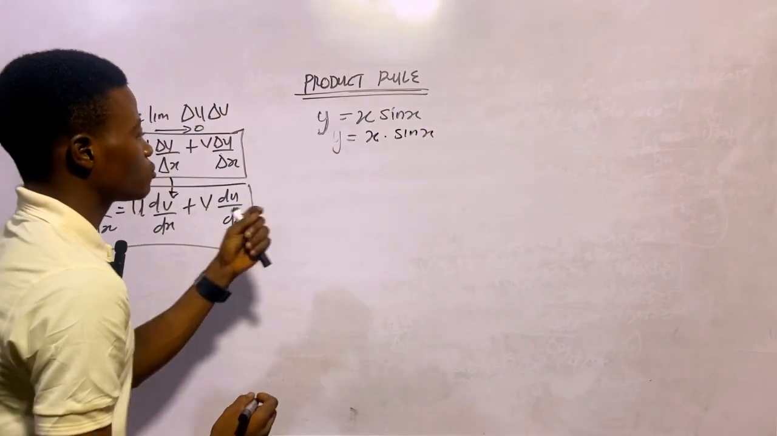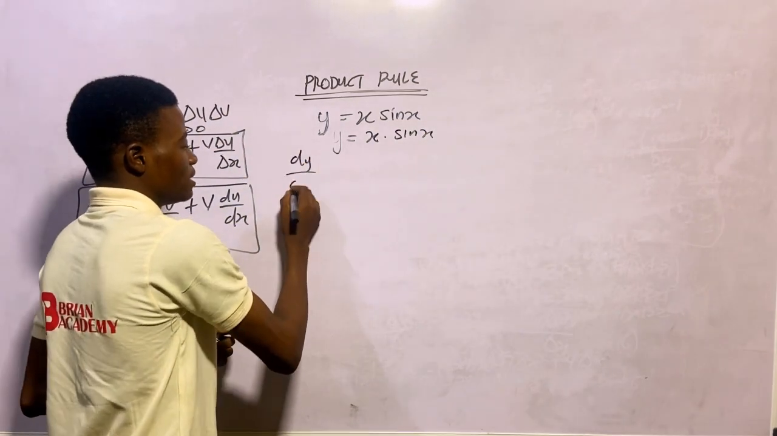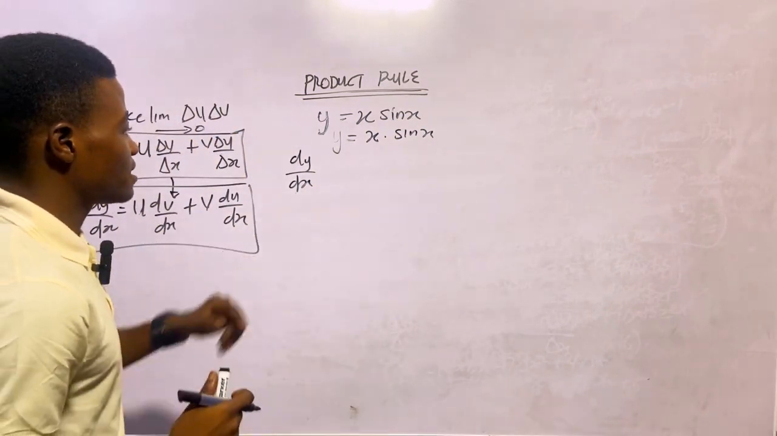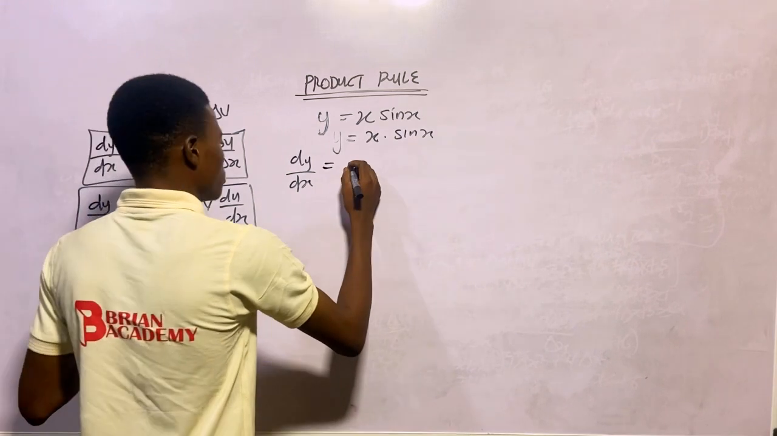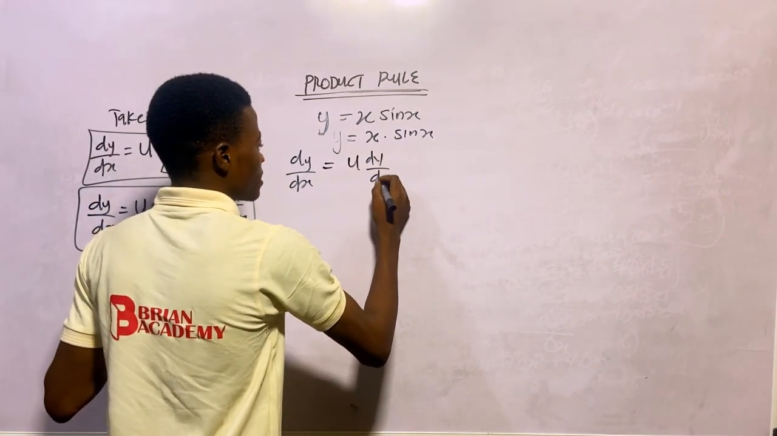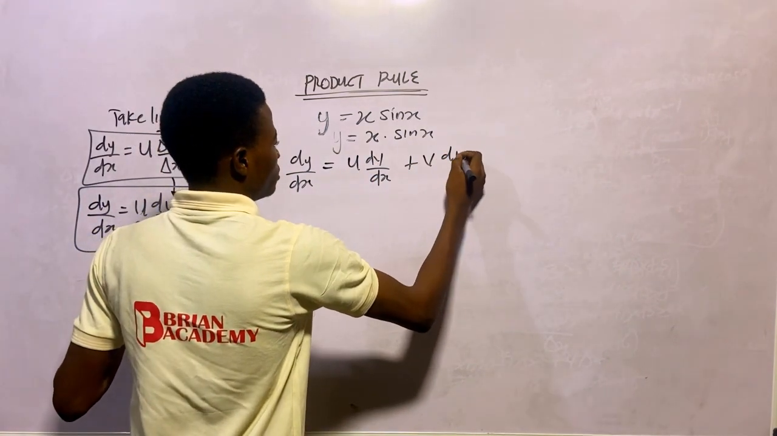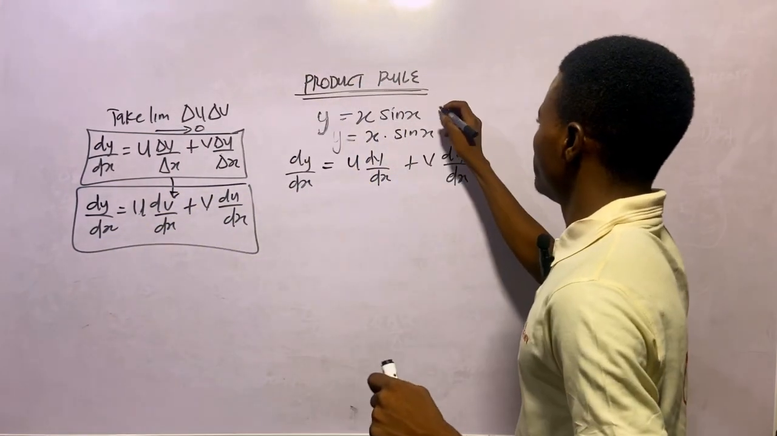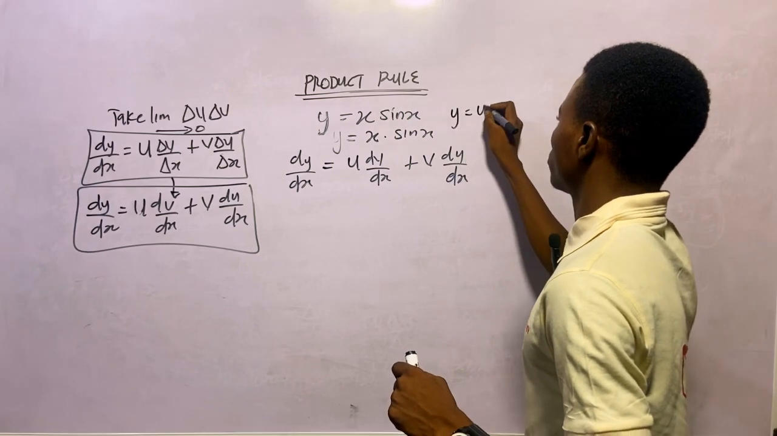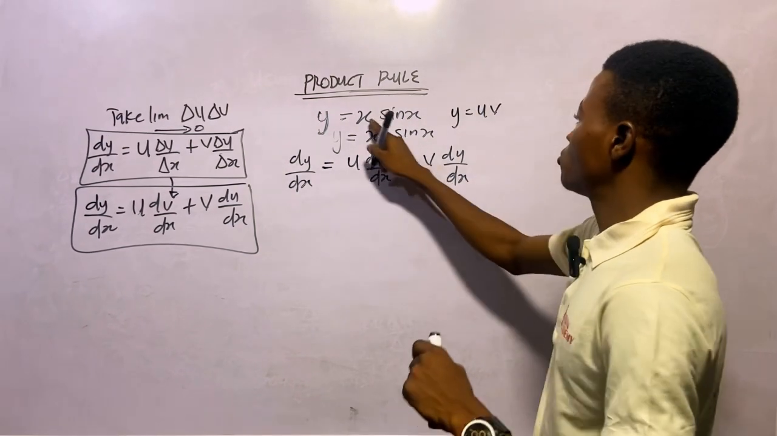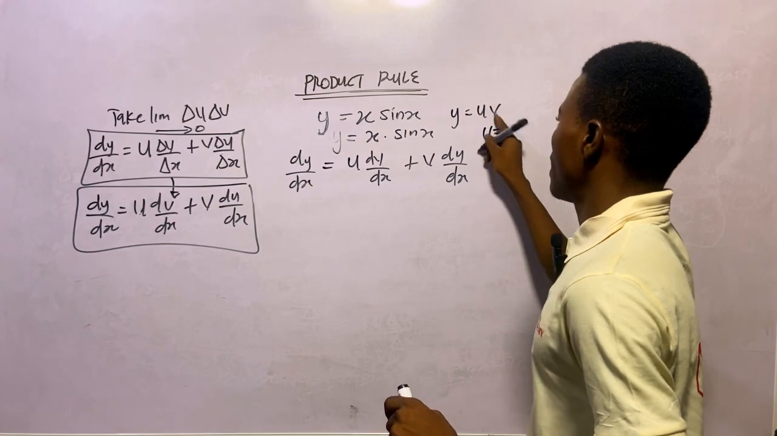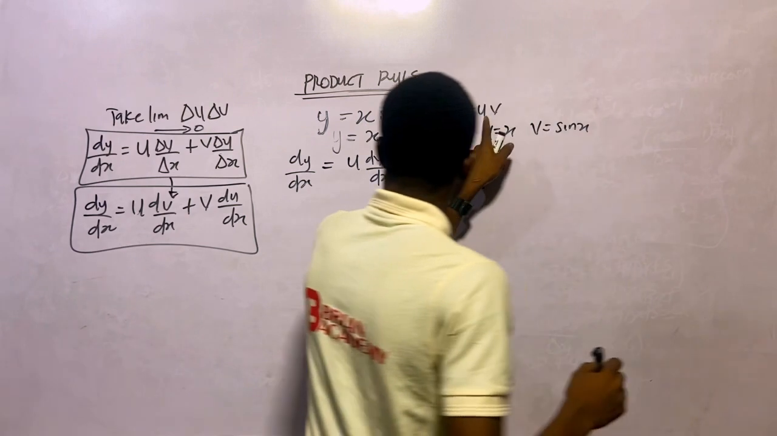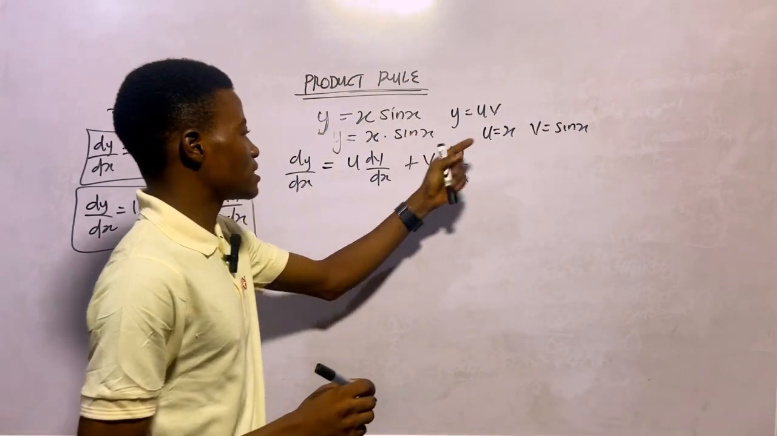So if I'm going to find dy by dx, I can simply recall that dy by dx is the same thing as u dv dx plus v du dx. Now, if you recall, this same expression is similar to y equals uv. So in this case, our u is going to be x, and our v is going to be sine x.